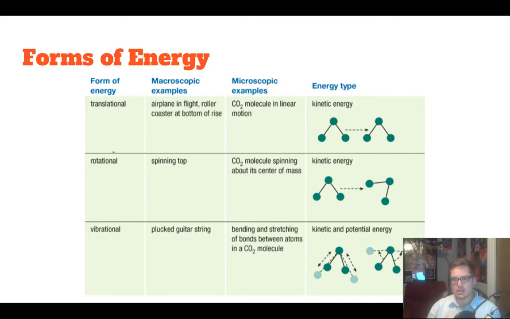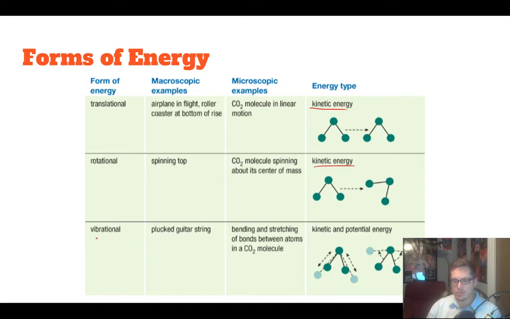We can have translational, rotational, and vibrational energy. In translational energy, we literally have something moving from one place to the next, and this is kinetic energy. In rotational energy, the object is literally rotating. So in this picture, this molecule here is translating, and it's rotating. Here they give some examples of these things, and this is also kinetic energy.